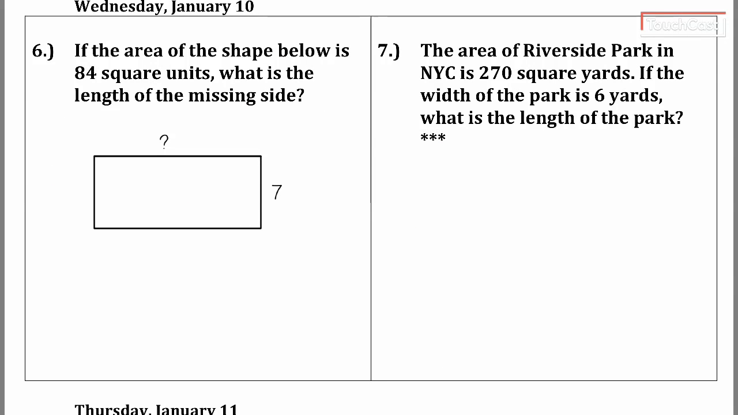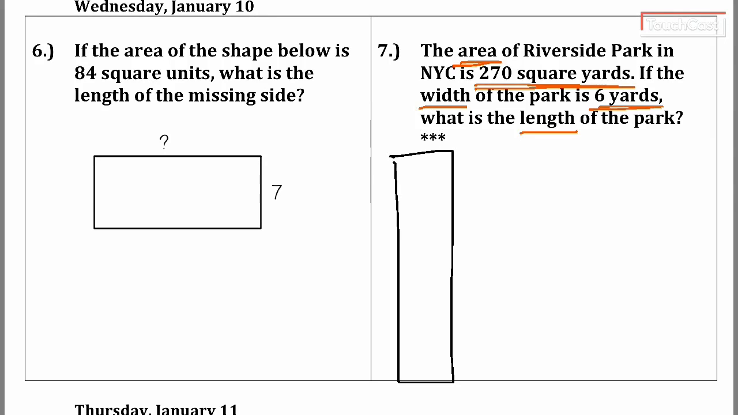Number 7, the area of Riverside Park, so the area is given to us, is 270 square yards. If the width of the park is 6, what is the length of the park? Riverside Park is very, very long. So the total area is 270, and the width is 6, and the length is I don't know.